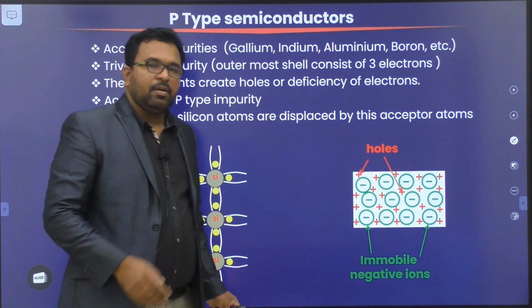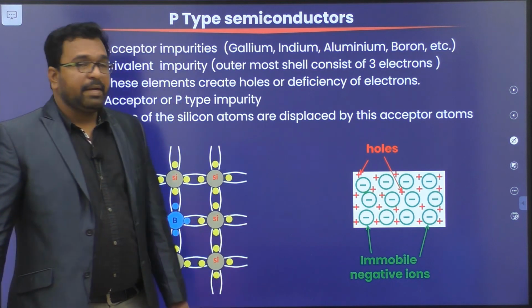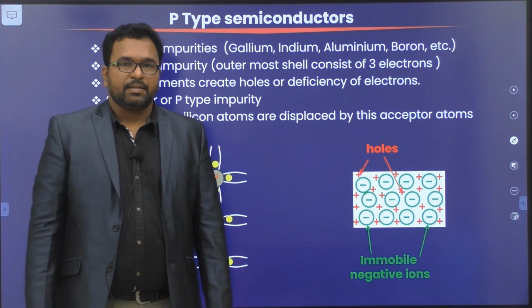So that's all about semiconductors as well as intrinsic and extrinsic semiconductors.